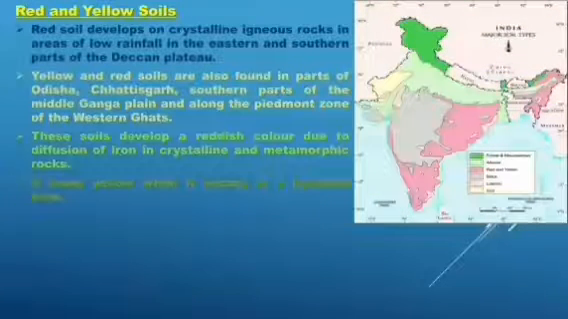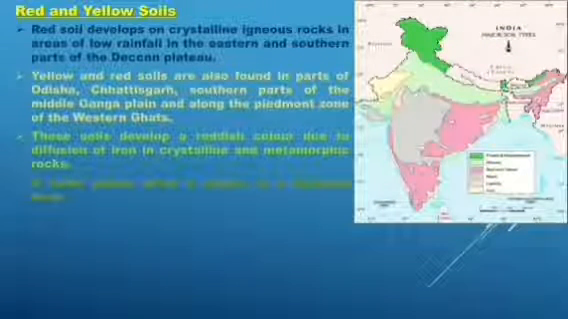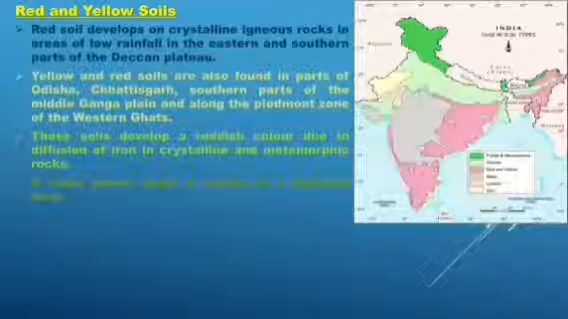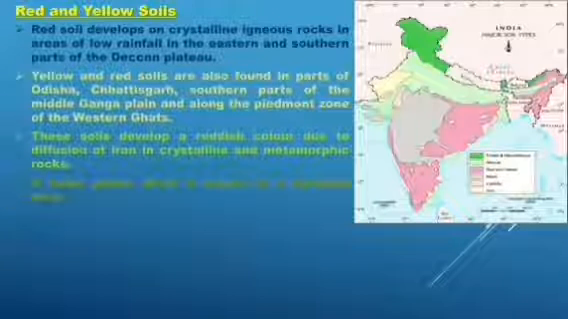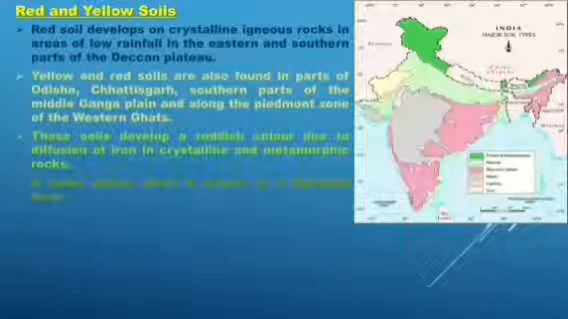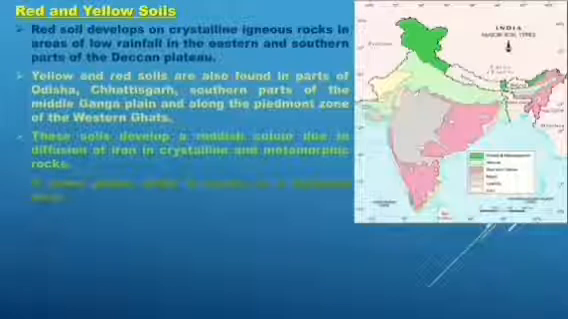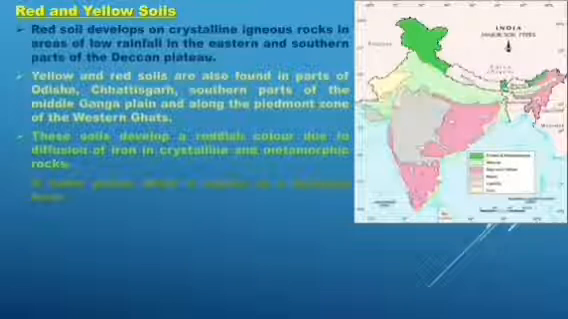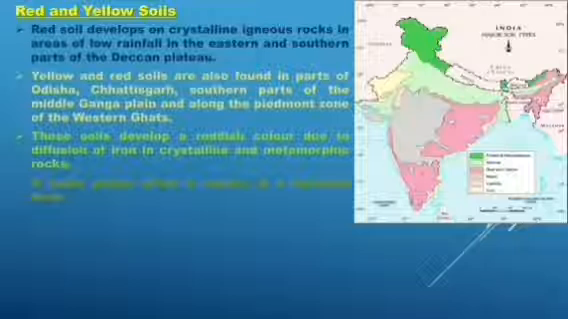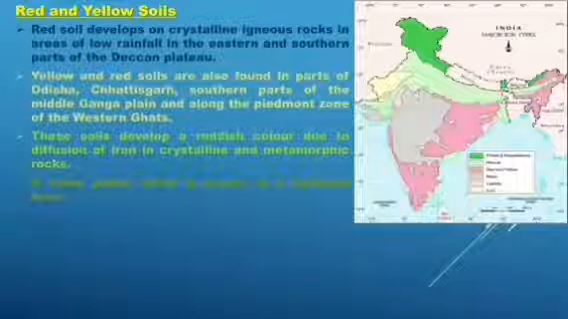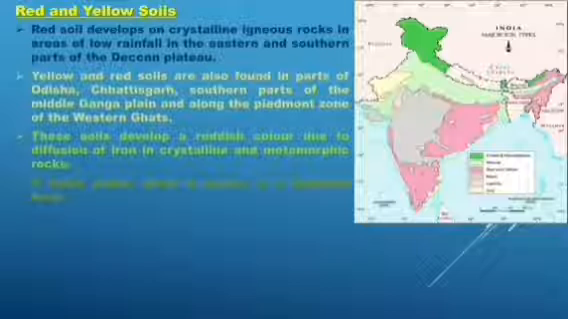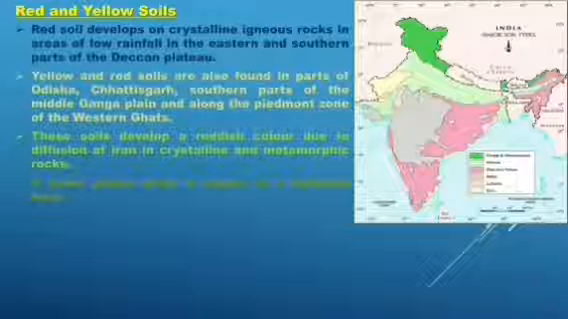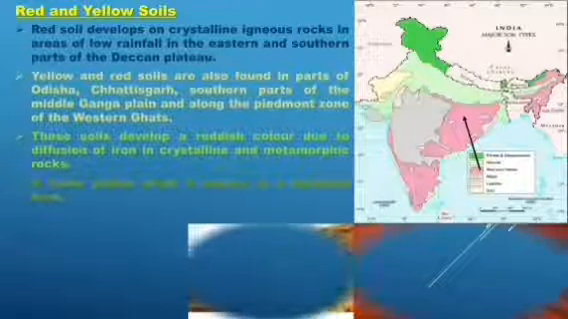As I already told you, when it gets the red color, iron is reacting with oxygen and ferric oxide is formed, due to which it attains the reddish color. When it attains yellowish color, iron is reacting with water. Ferric hydroxide is formed. Red and yellow soils are found in Orissa, Chhattisgarh, southern parts of the Middle Ganga plains, and along the Piedmont or downside of the mountains of the Western Ghats or hills.